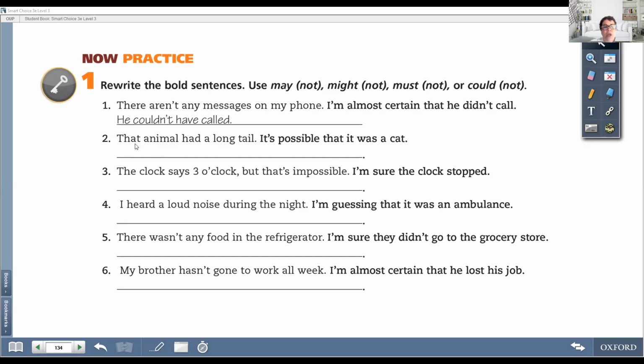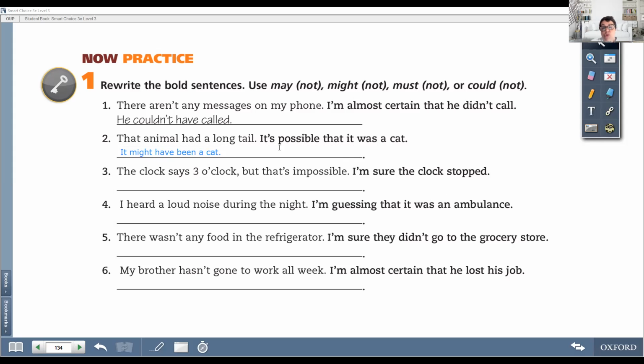Okay. So number 2, that animal had a long tail. It's possible that it was a cat. So am I sure here? Am I absolutely sure? No, I'm not. Okay, so let's write here. So it might, I'm not sure. I can choose may, might, or could, right? So let's use might. It might have been a cat, all right? That's the idea.